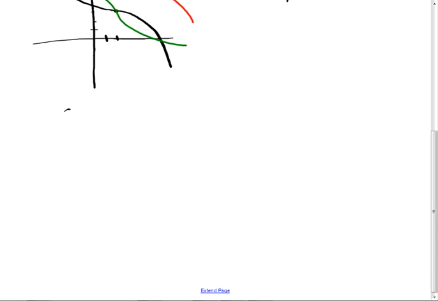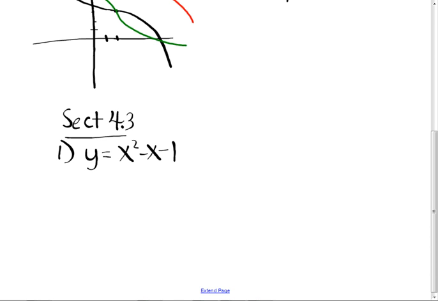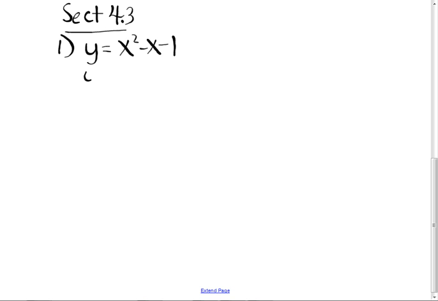Okay, this is section 4.3. This is problem 1. Y equals x squared minus x minus 1. And I want to know if I have any local max or mins. And I know I do because I have a parabola, right? We know that. But we're going to pretend we don't know it. And so what's y prime? 2x minus 1. And my critical points, my places I'm going to look for max mins, is when the derivative is 0 or undefined. Well, it's never undefined. That's a nice function.